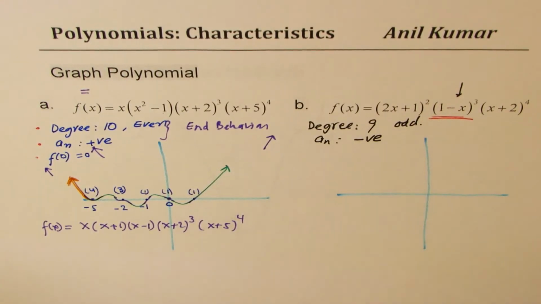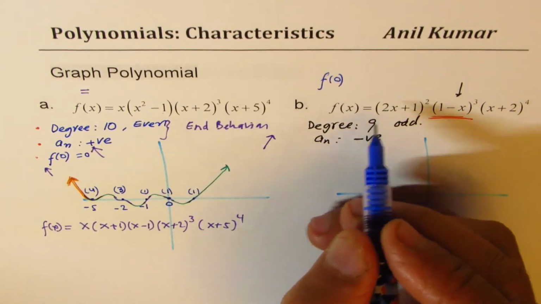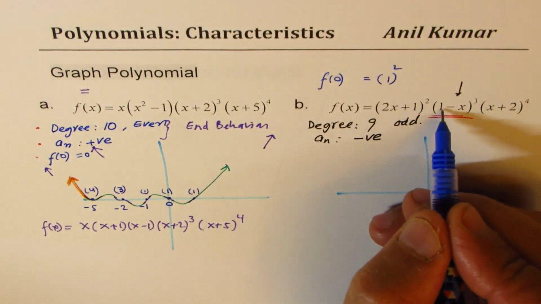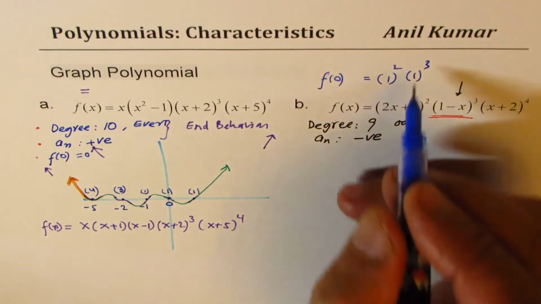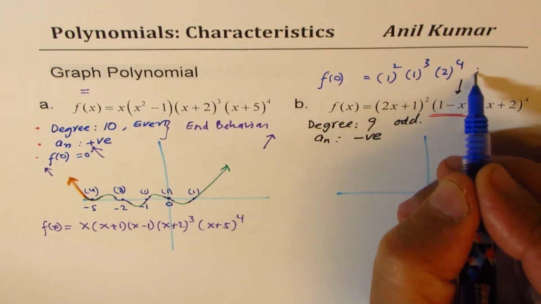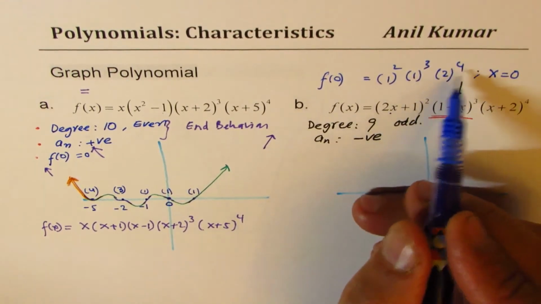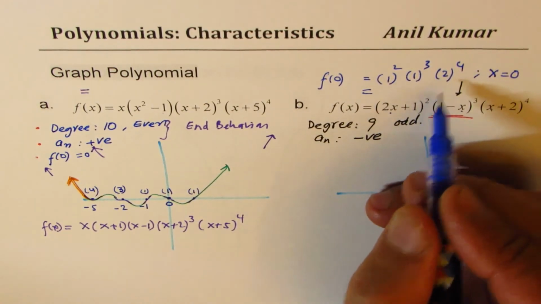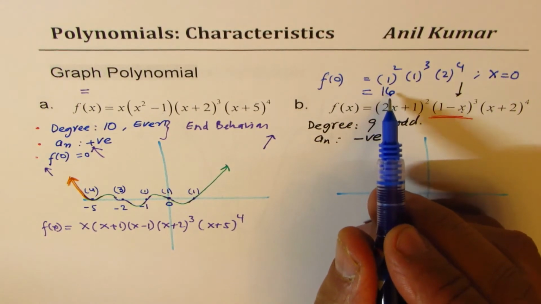Okay. Now, what is the value of your y-intercept? That is, find what f of 0 equals. Plug in 0 here for x. So you get 1 square, which is 1. And then you get 1 cube. Okay, that's simple. And then you get 2 to the power of 4, since we have substituted x equals 0. Is it okay? So x is 0, these terms become 0. When you multiply, you get the value as 2 to the power of 4, which is 16, right? So the y-intercept is positive 16.